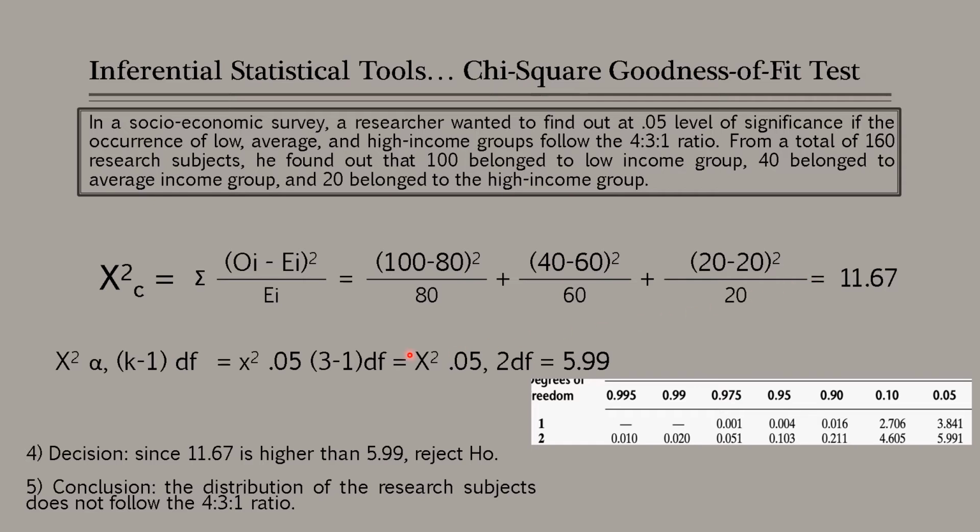Next, based on the decision rule parameters of 2 degrees of freedom at 0.05 level of significance, we come across a critical value of 5.99. Now, since 11.67 is higher than 5.99, we therefore reject the null hypothesis. And our conclusion would be that the distribution of the research subjects does not follow the 4:3:1 ratio.